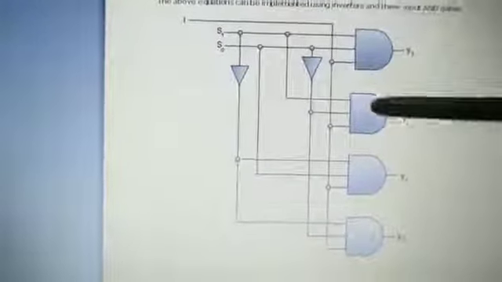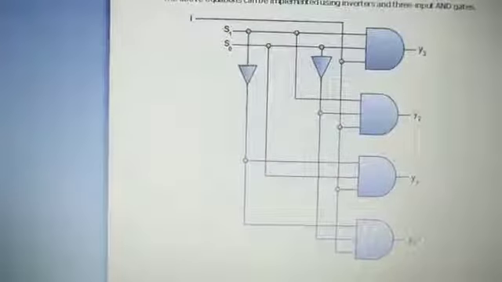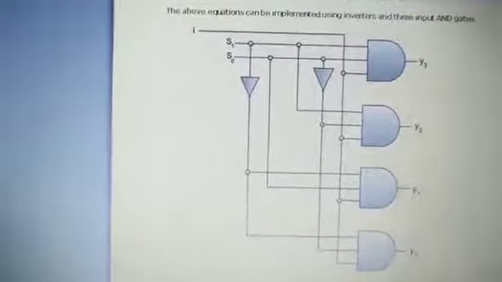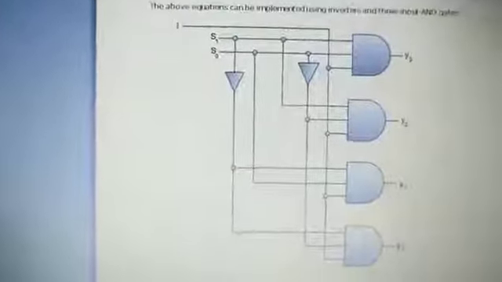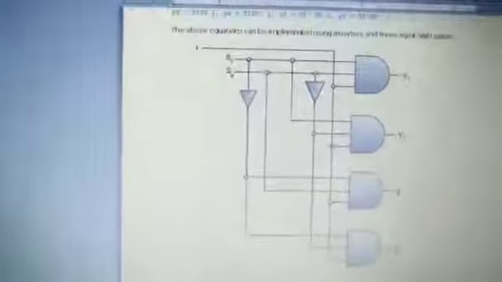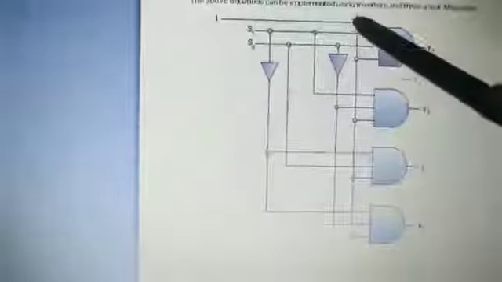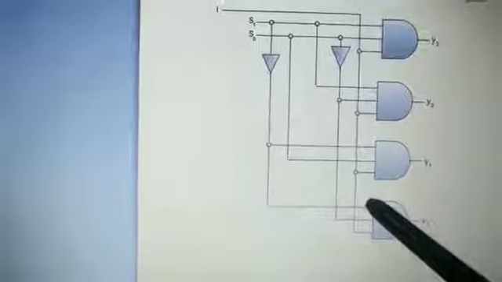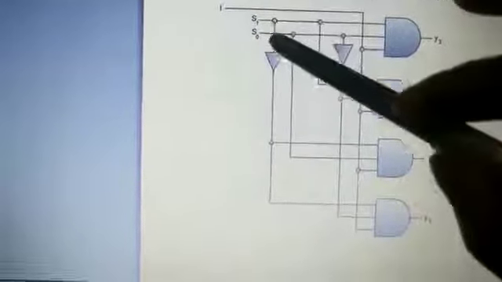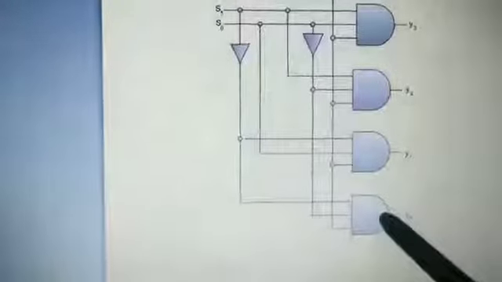How many AND gates are required? 4 AND gates are required. And how many NOT gates are required? 2. Why are NOT gates required? Because some of the time we are taking the S0 bar value and some of the time we are taking the S1 bar value. So to represent S1 bar and S0 bar, we require the NOT gates. Try to understand how we are getting Y0. In Y0, one fixed input is there, that is I, and the other two are S1 bar and S0 bar. So this one is S1 bar we are passing and this one is S0 bar. This is complete for Y0.